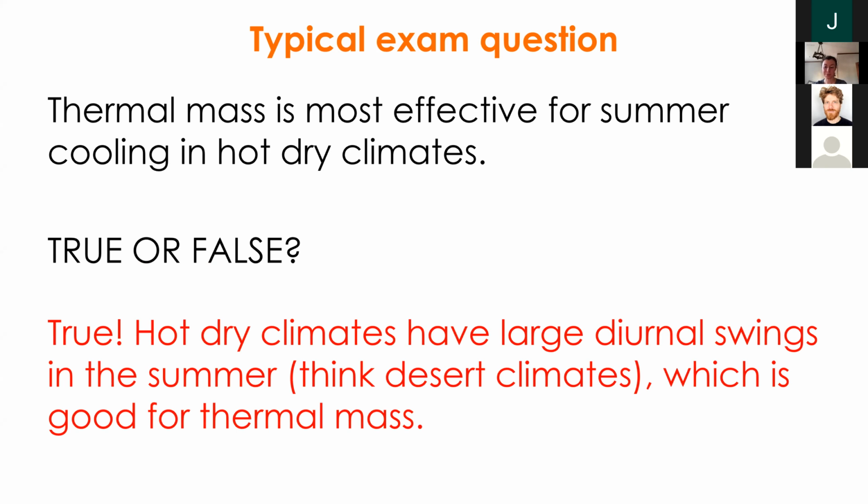And so the answer is true. Thermal mass is most effective for summer cooling in hot, dry climates because hot, dry climates have those large general temperature swings. So in the summer, you can take advantage of the cool nighttime temperatures, using thermal mass to keep things cool even during the day when things heat up.